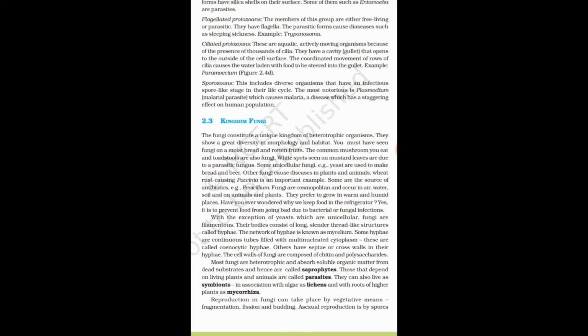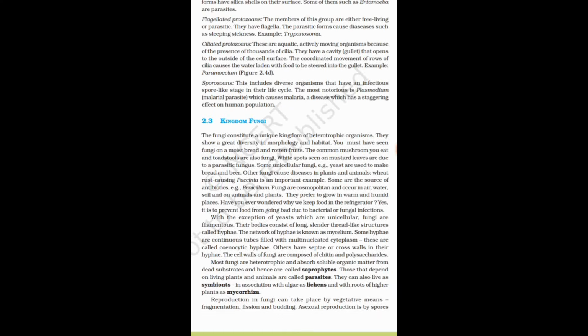2.3 Kingdom Fungi. The fungi constitute a unique kingdom of heterotrophic organisms. They show a great diversity in morphology and habitat. You must have seen fungi on a moist bread and rotten fruits. The common mushroom you eat and toadstools are also fungi. White spots seen on mustard leaves are due to a parasitic fungus. Some unicellular fungi, for example yeast, are used to make bread and beer.